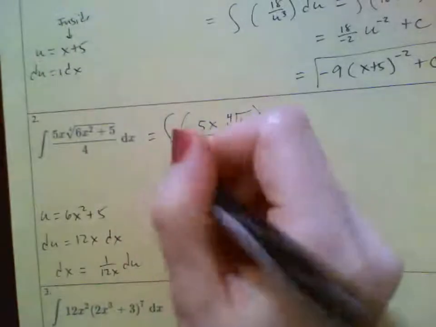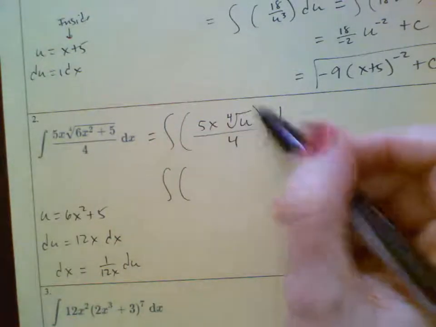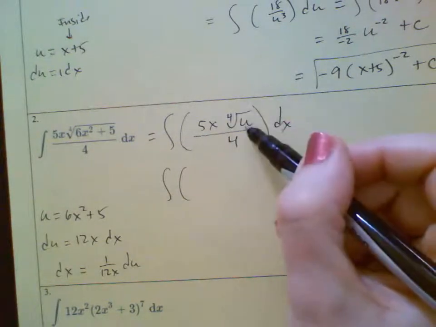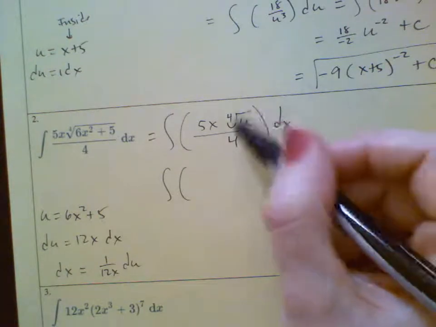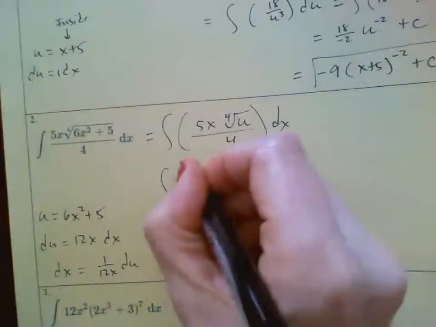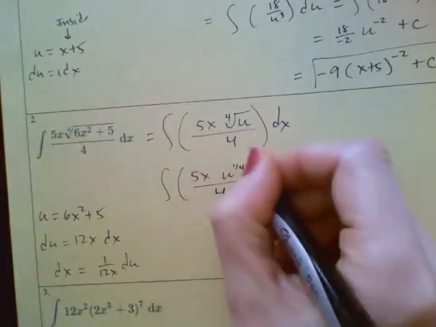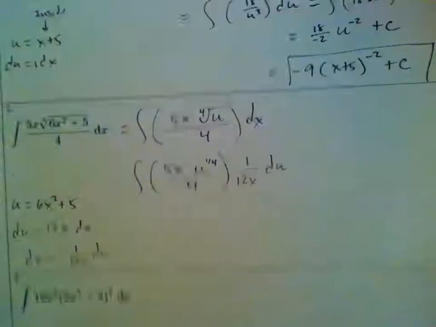And guys, while I'm at it, I know, like the fourth root of u, I know eventually to take the antiderivative, I'm going to need to use the power rule for antiderivative. So I need ax to the n form. So I'm going to make this u to the 1/4 right away. All right, so this is 5x u to the 1/4 over 4, and then 1 over 12x du.